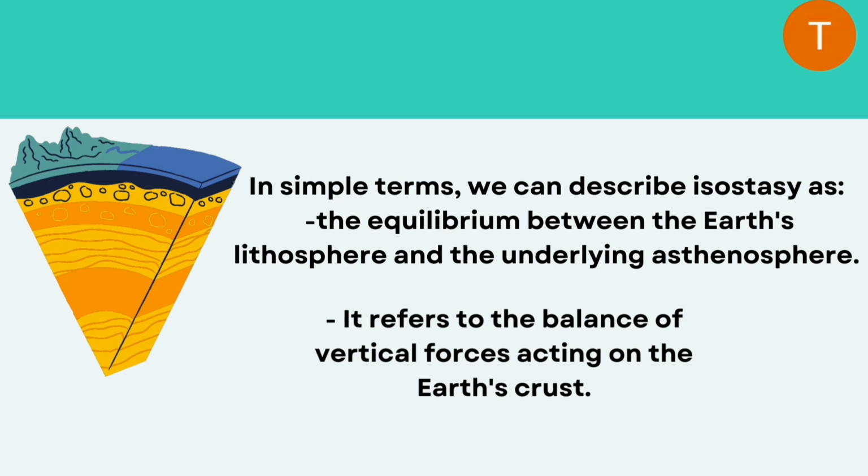In simple terms, we can describe isostasy as the equilibrium between the Earth's lithosphere and the underlying asthenosphere. It refers to the balance of vertical forces acting on the Earth's crust.